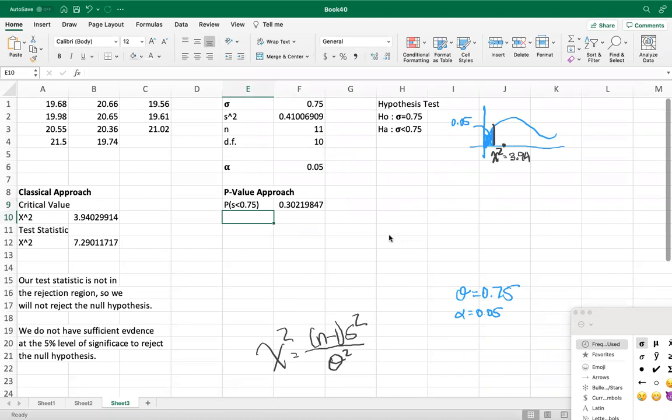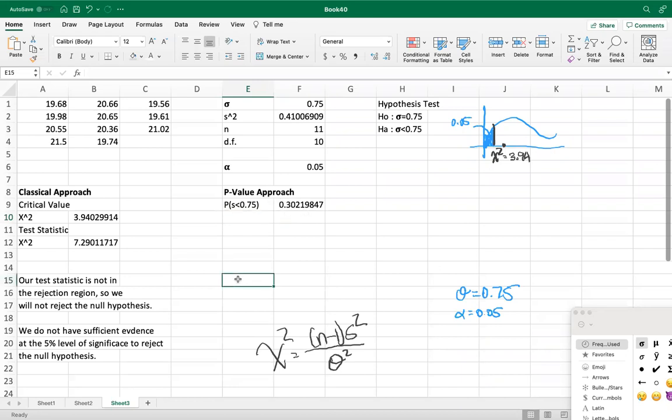All right, so 0.30. So this is the probability of S being less than 0.75. Because we don't have a tiny value, what we were looking for here is for the value to be very, very unusual. 30% is not unusual. If you have 30% chances on things, those values are not unusual.